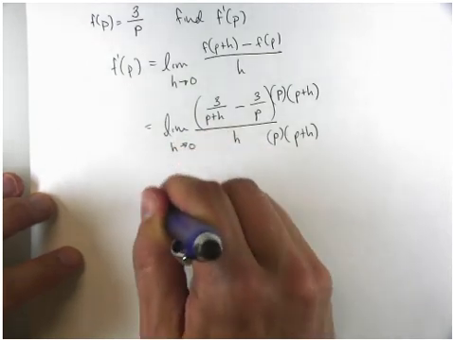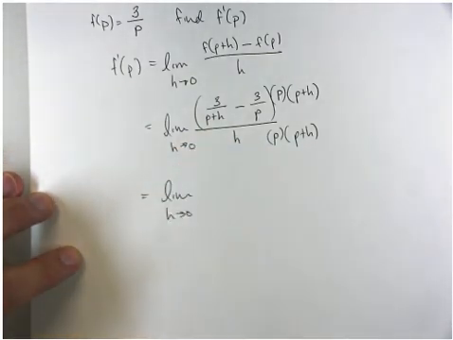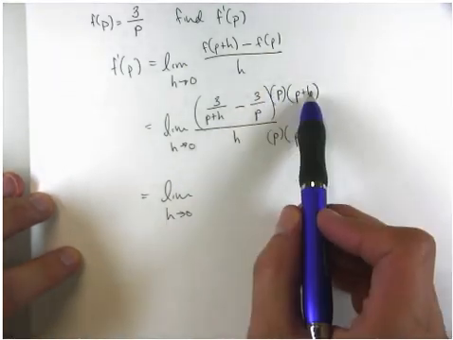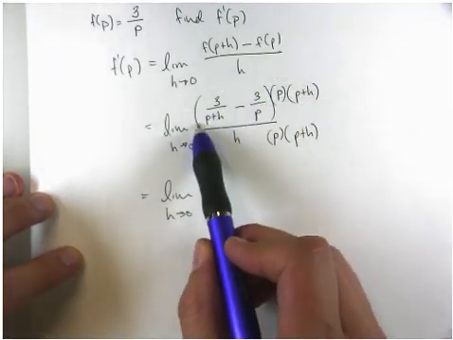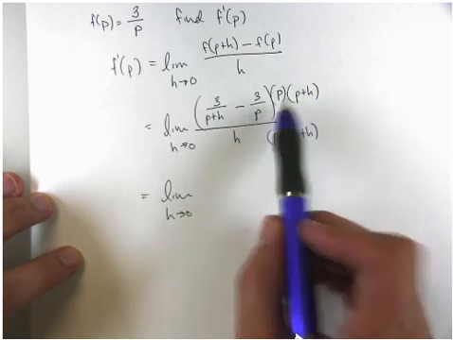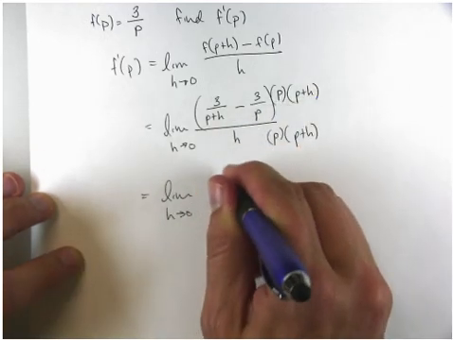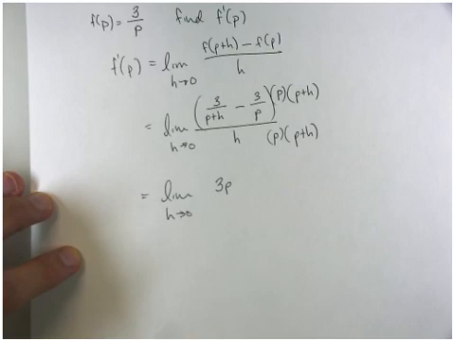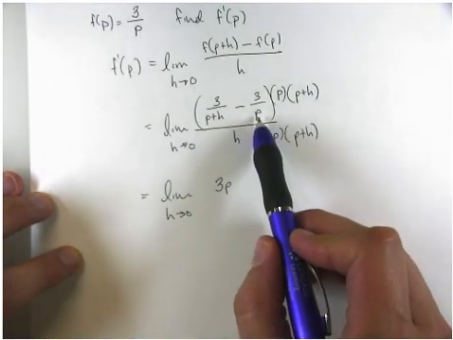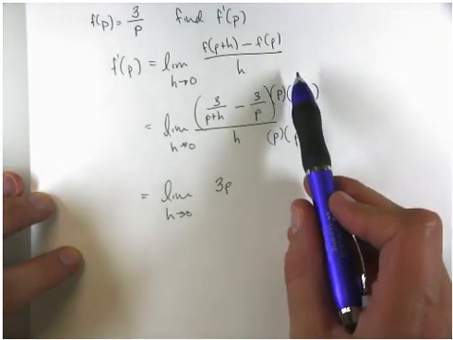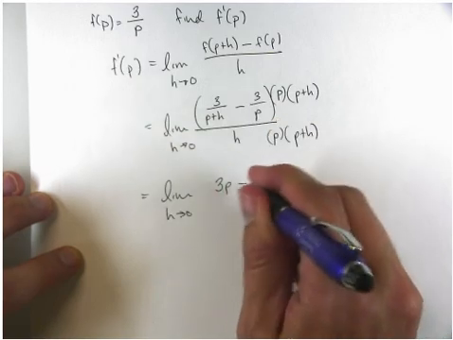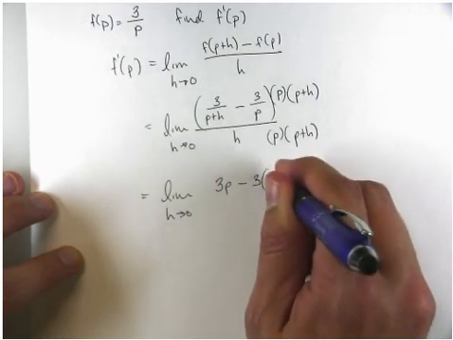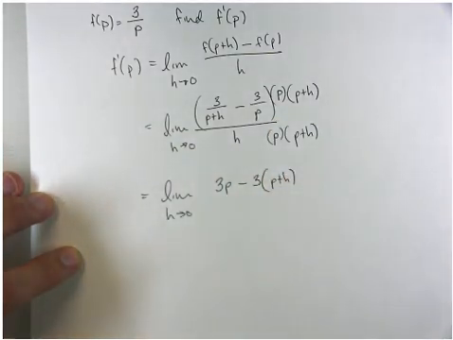Equals the limit as h approaches 0. So what's the fallout here? When this product gets distributed in, the p plus h's will cancel, but the p won't. So I'm going to have 3 times p. And when they distribute into this second term, the p's will cancel, but that p plus h won't. So minus 3 times the quantity p plus h.